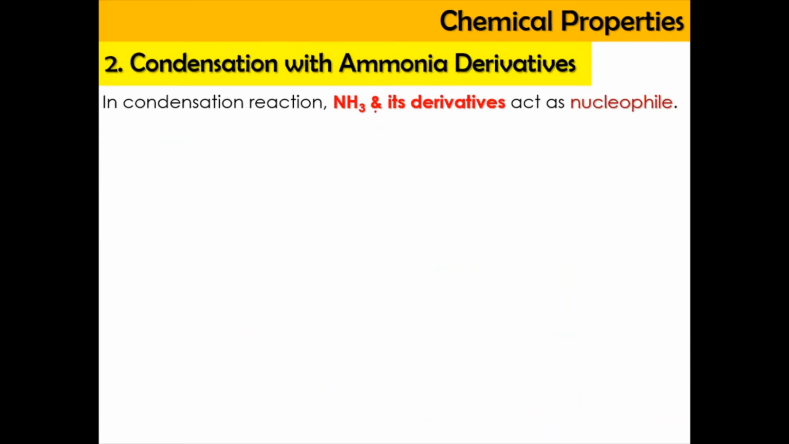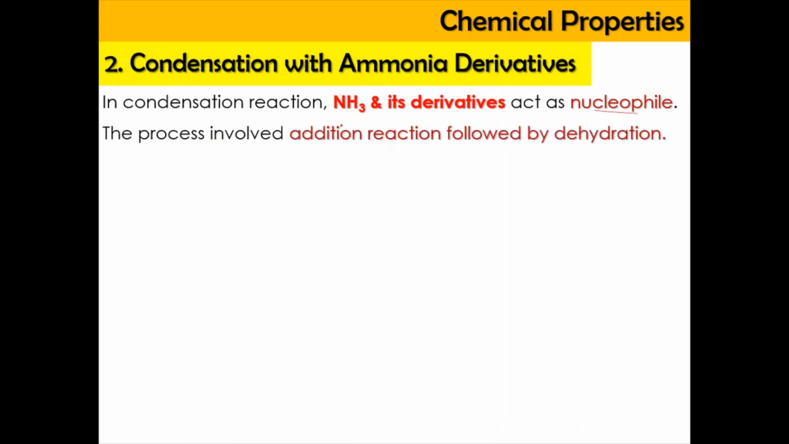So the ammonia and its derivatives are going to act as a nucleophile, and this process will involve addition reaction followed by dehydration. So there are going to be two steps. First addition, second dehydration or elimination. Okay, so dehydration means that we eliminate water. And the product of our reaction of carbonyl with ammonia is going to produce an imine.